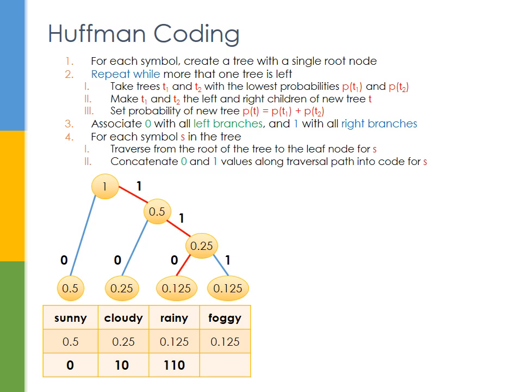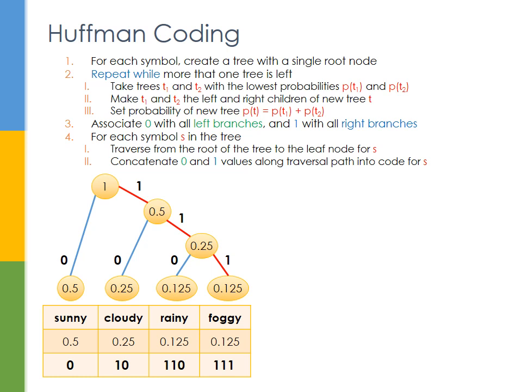code for Rainy. And then we repeat the process for Foggy, starting again at the root, moving down to 0.5, then 0.25, and finally the leaf node for Foggy. We see that the binary values that we've traversed over are 1, 1, and 1 again, so we concatenate those to form the code for Foggy. So now we have an encoding for each one of our 4 symbols.